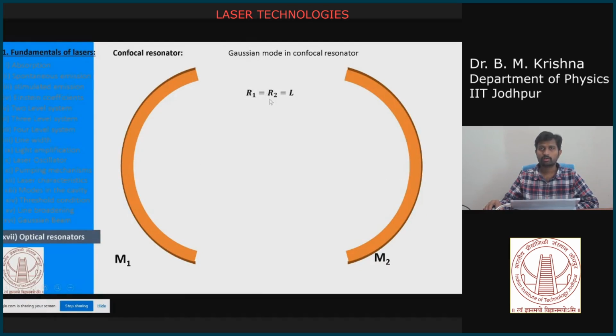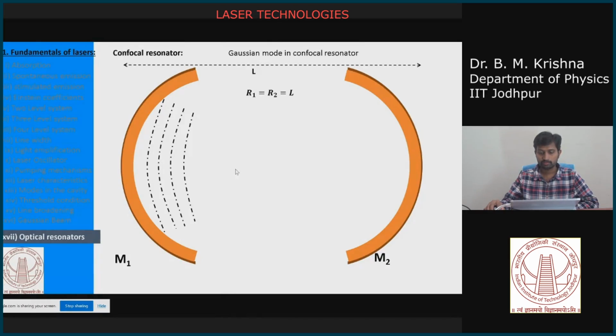So R1 and R2 will be the cavity length. You design your mirrors such that the cavity length exactly matches your radius of curvature R1 and R2. So L is the length separated by the two mirrors, or you can call it the cavity length. Now if you see, these are the wavefronts. As the light reflects back from the mirror M1, your wavefronts follow the fashion like this.